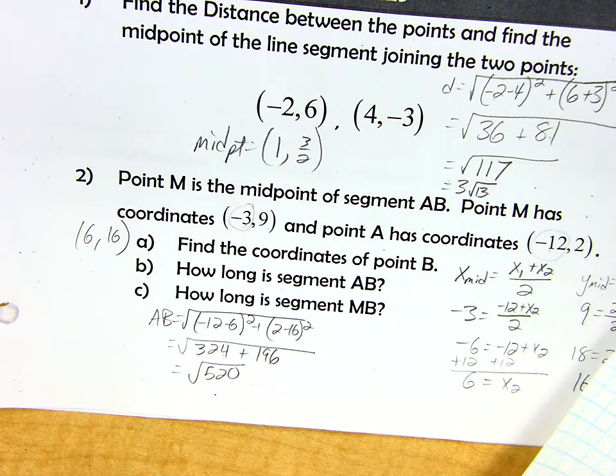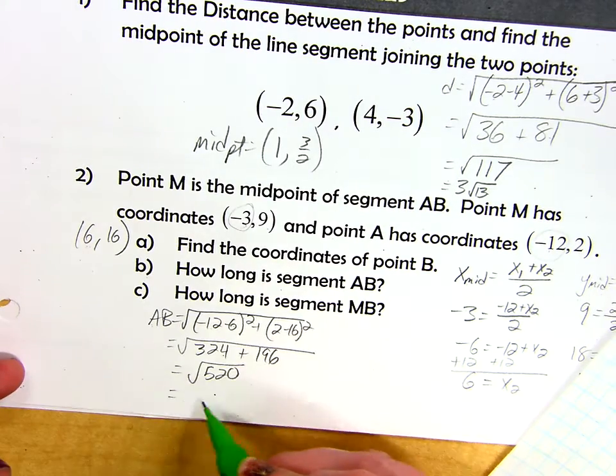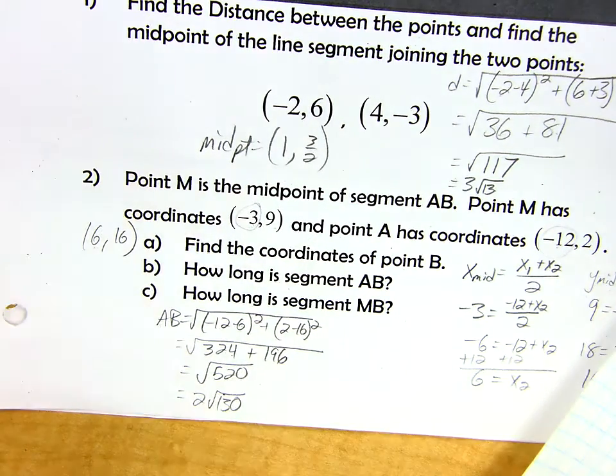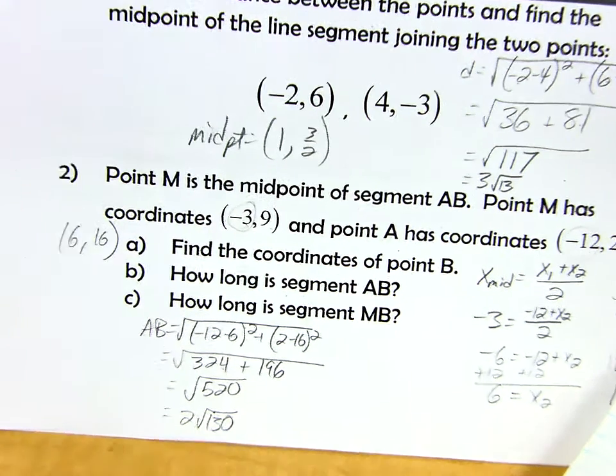What goes into 130? Any perfect squares in 130? Yeah, just the 4, I think. So I get 2 root 130, unless I'm missing something else that goes into 130.